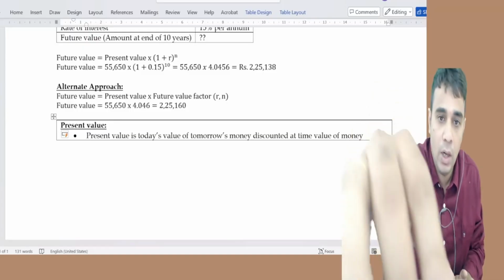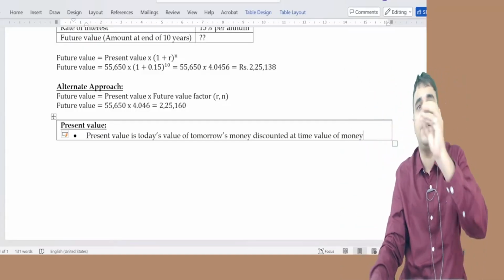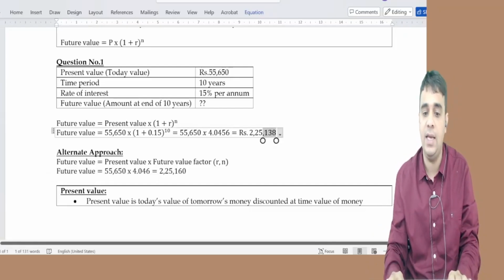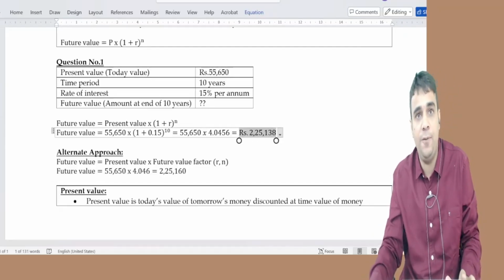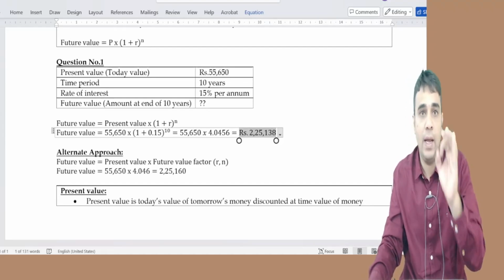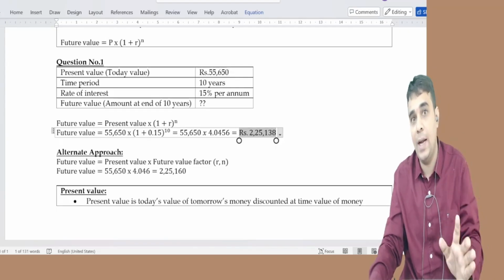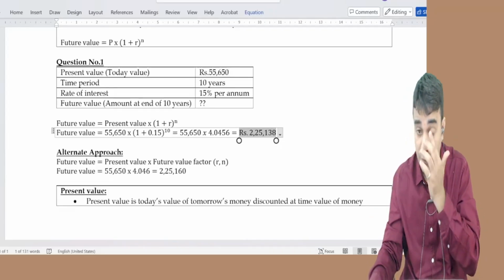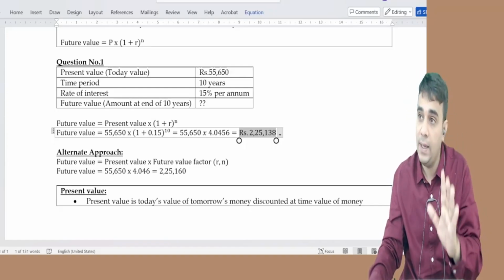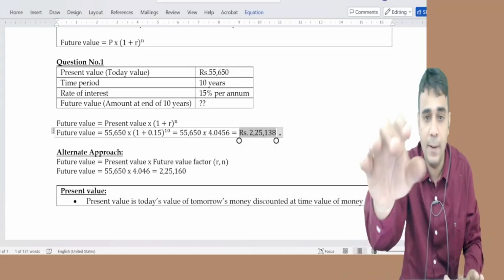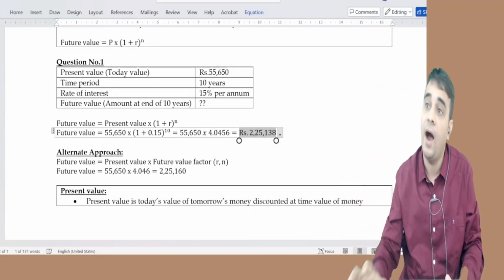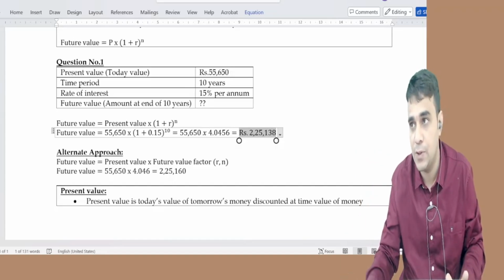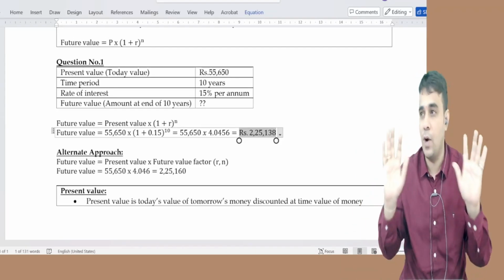For example, I want to get 2,25,138 after 10 years. What should I deposit today so that I get 225,138 in 10 years? You should deposit 55,650. I want 225,138 after 10 years, so I should deposit 55,650 today. This is what the concept is all about.